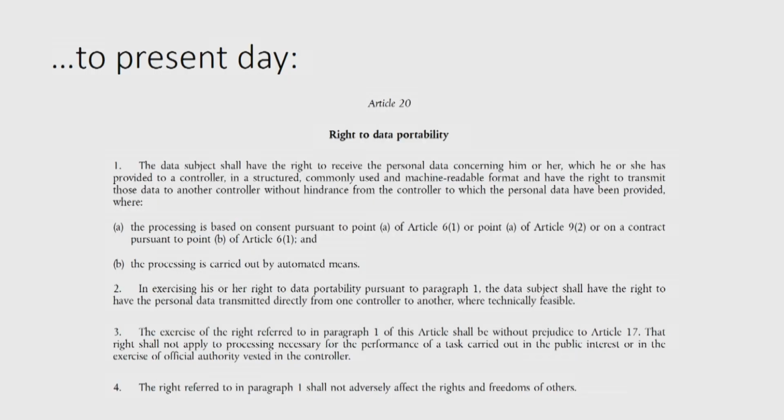And to present day, the right to data portability proposed by the Commission in 2012 became reality. We now have it in the GDPR under Article 20. I'm not going to go into the details of the provision right now, but I would just like to add that, in my opinion, this is the only true new right of the data subject that was introduced by the GDPR compared to the previous legal framework.